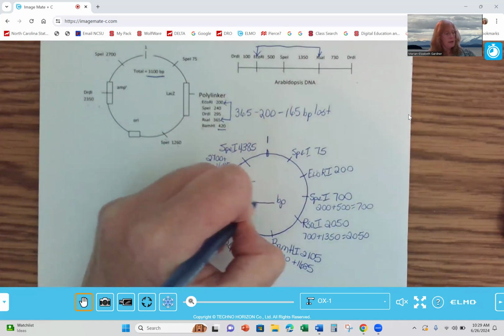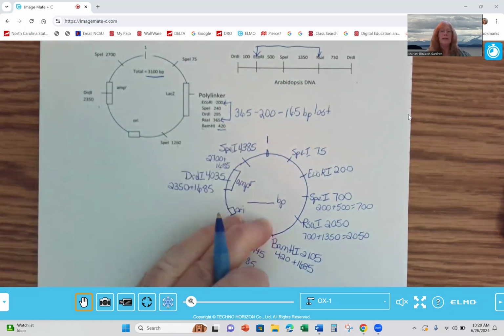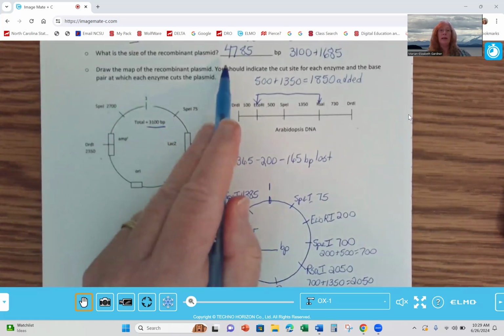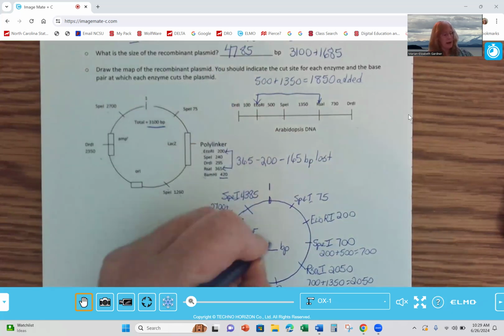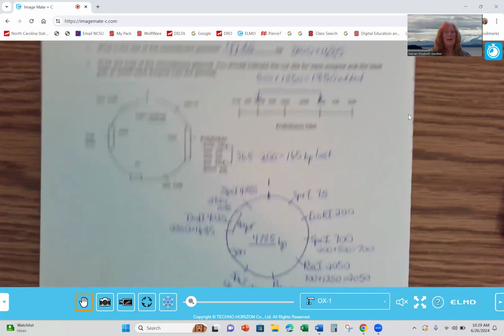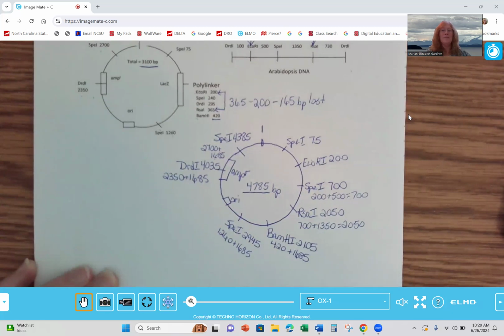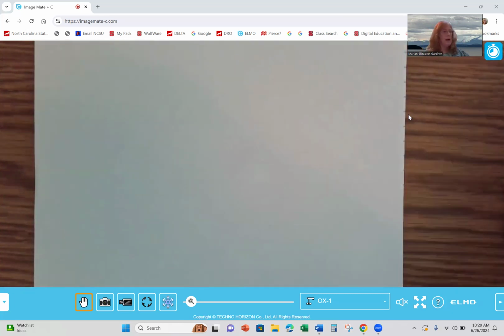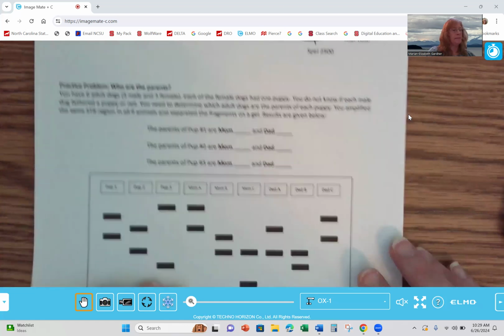And then lots of times people will put the total size in the middle of the plasmid, just like I did up here. So remember, we've already calculated that total size. It's 4785. Okay. I hope that helps. I'll leave that complete map up here just for a minute or a few seconds. All right, let's go on to the next problem.